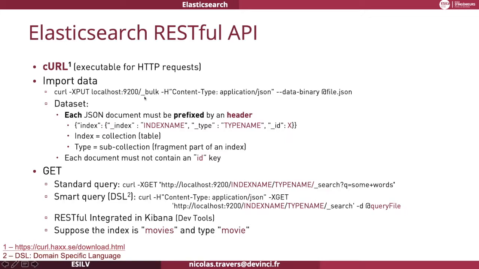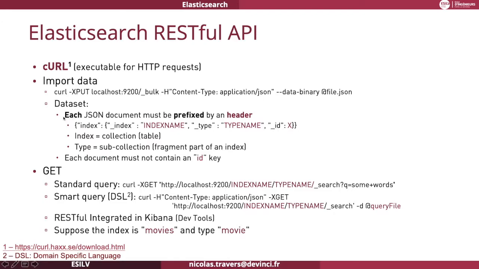With the services, here you can find that it's a RESTful API, and this bulk service will import data directly inside Elasticsearch. You must put the header, and the header here is to understand what you have inside your file, and you give the file with data-binary, with your file which is local to the curl executable, for instance. So it will import this file inside Elasticsearch, and according to the file you must import here, your file.json, this dataset must be very precise.